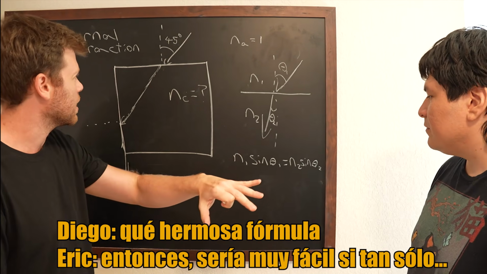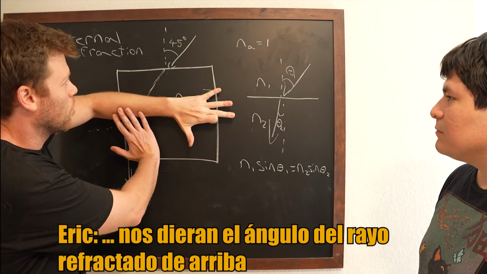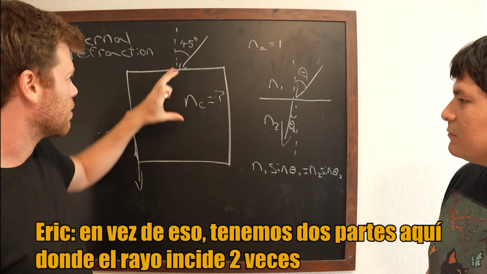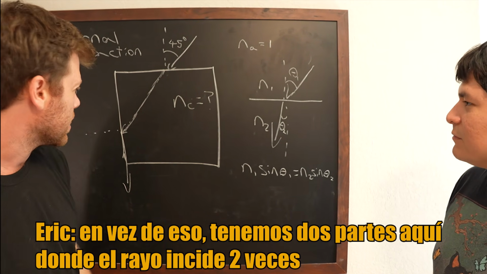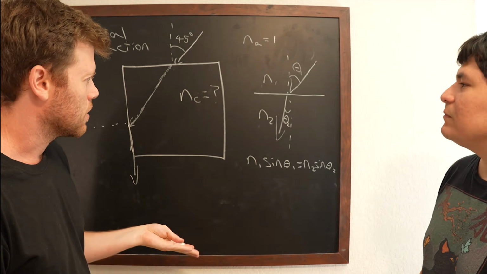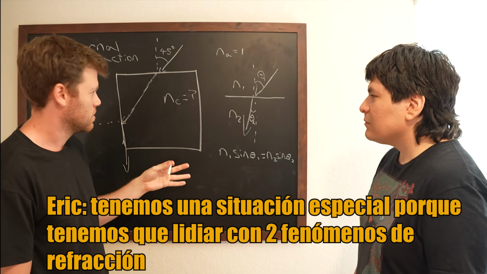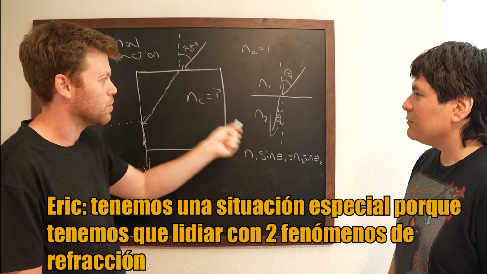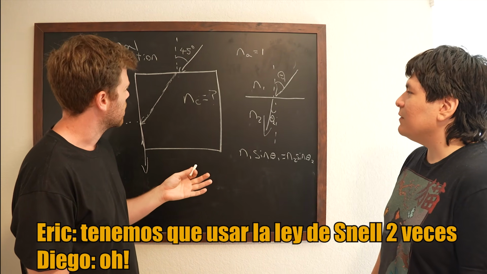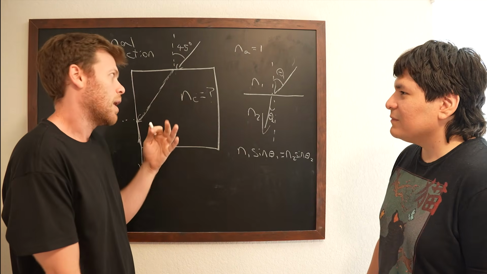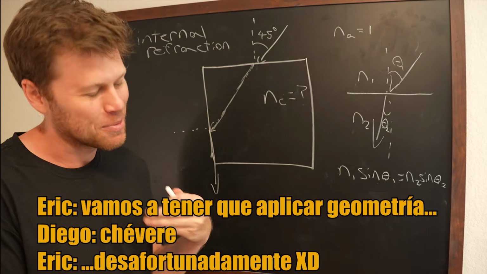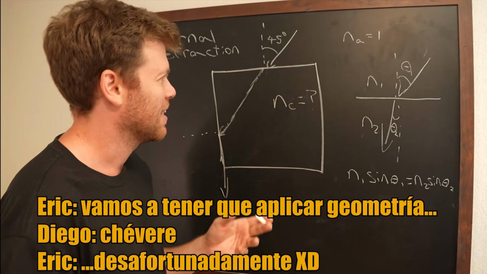Beautiful. So it would be pretty easy if they just told us the angle here is whatever. But we have this 2-part thing where we have this happening twice with a strange situation going on over here. There's a little bit of a wrinkle in that we have 2 different index of refraction situations, 2 different Snell's law examples. I'm assuming we're gonna have to do some geometry. I think we're gonna have to do some geometry. Unfortunately. Okay.